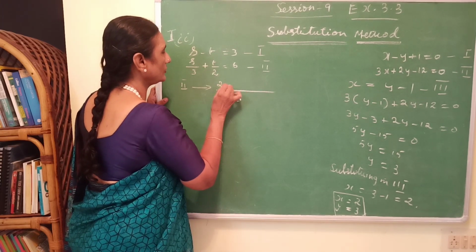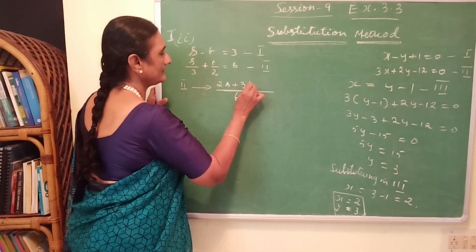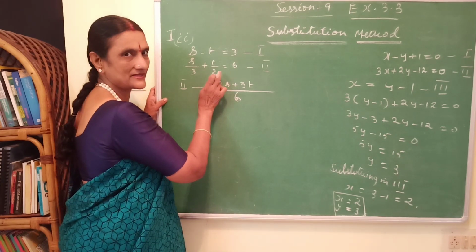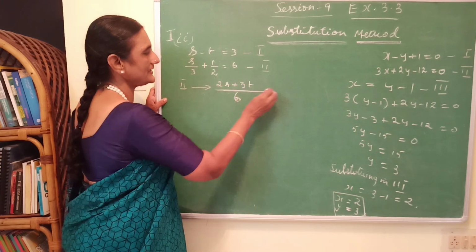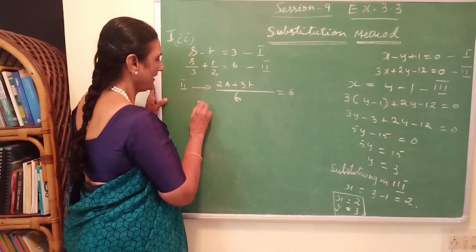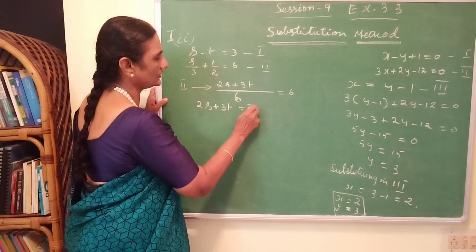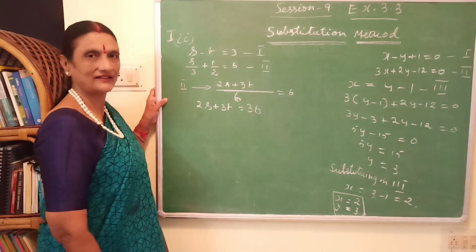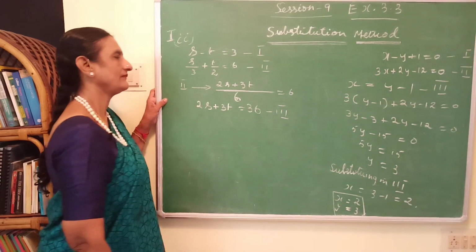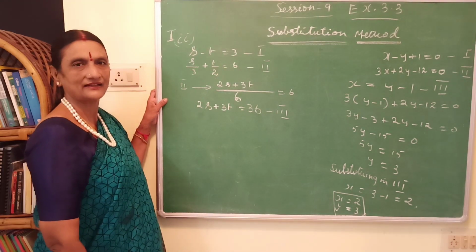Now it is 2 times s plus 3 times t. LCM simplification you must know for fractions. 3 times from here, so 3t is equal to 6. Now doing the cross multiplication, we get 2s plus 3t is equal to 36. Is that clear to you? Let us give the numbering for all the 3 equations, 1, 2 and 3. Is that clear to you?